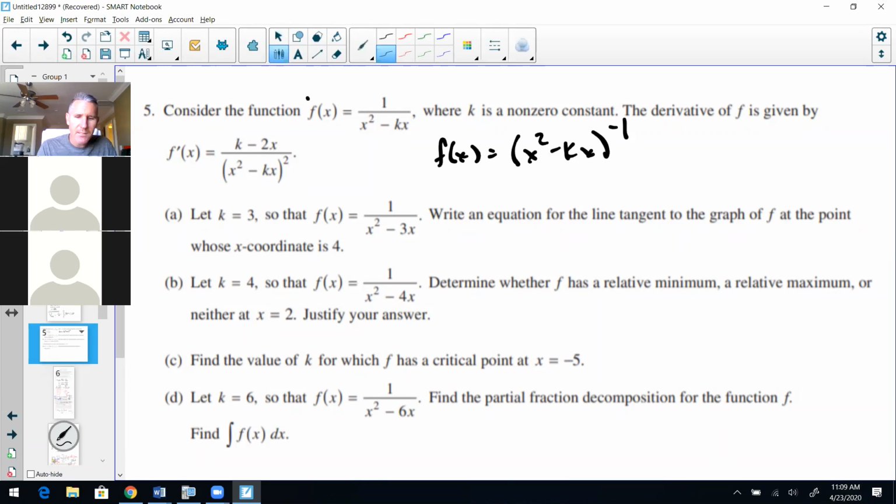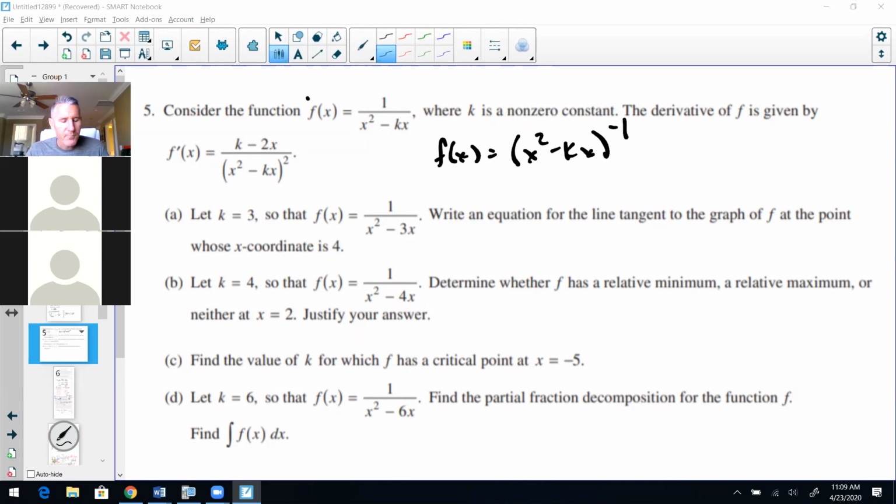So then for a, they say, let k equal 3. So we have f of x is equal to 1 over x squared minus 3x. Write an equation for the line tangent to the graph of f at the point whose x-coordinate is 4. Okay. So now x is equal to 4.